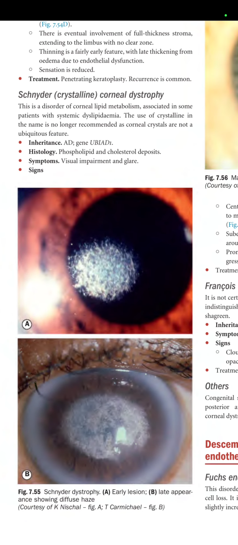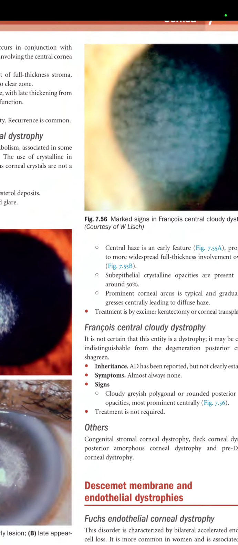So you can see figure 7.55. You can see the Schnyder dystrophy. A is showing the early lesion. B is showing the late appearance, showing the diffuse haze.